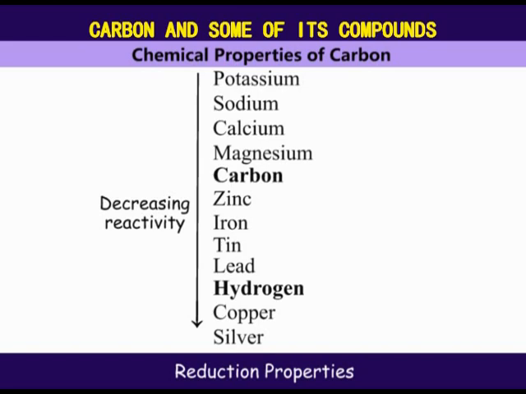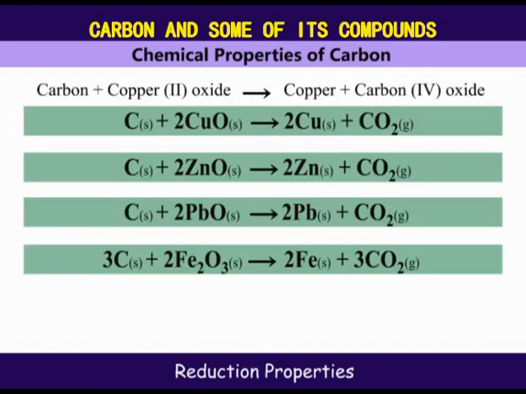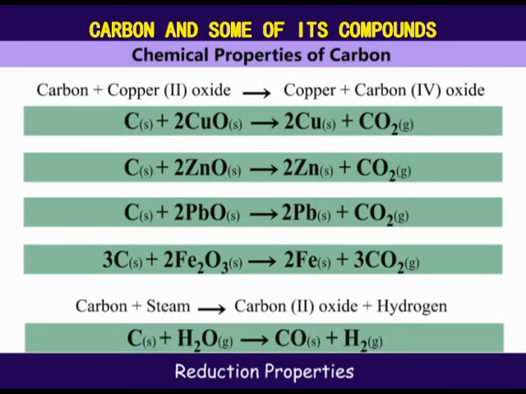Oxidation is the addition of oxygen to a substance, while reduction is the removal of oxygen from a substance. The reducing property of carbon is used in the extraction of metals from their oxides. At temperatures above 1200 degrees Celsius, carbon reduces steam to hydrogen gas. Carbon in turn is oxidized to carbon 2 oxide. A mixture of the two gases is called water gas.